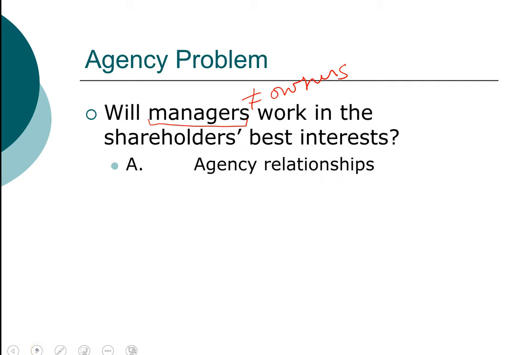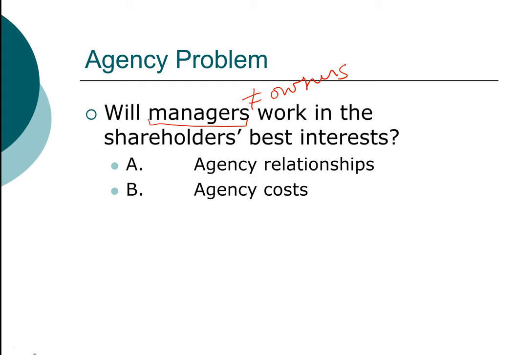So first, we want to talk about the agency relationship. In a sole proprietorship, there's no problem. The owner is the manager. Once you become a large corporation, then what is best for the manager may not be the best for all the owners. And sometimes what is best for one group of owners may not be the best for another group of owners. So you have this conflicting agency relationship. Whenever you have a conflict, sometimes that will translate into cost.